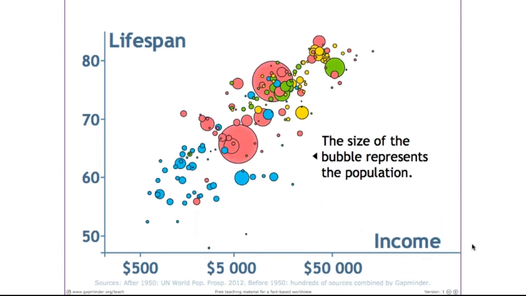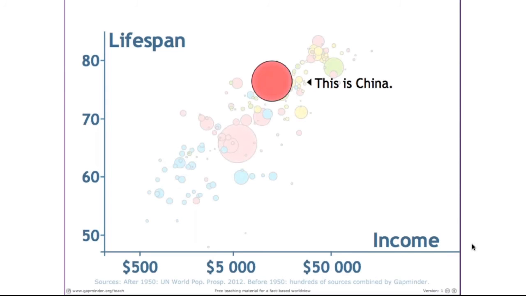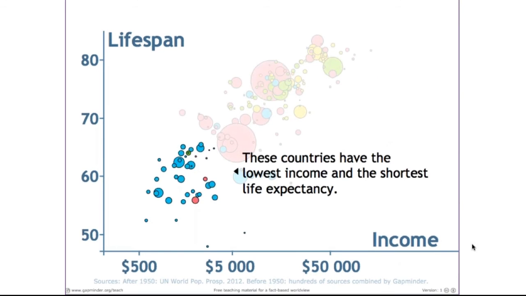So there are the Americas. The size of the bubbles is the size of the population. So that's China. Further down we have India. These countries have the lowest income and the shortest life expectancy. So all of these countries, mostly Africa, but there are some in the Americas and in Asia down there as well, not much money, short life expectancy.